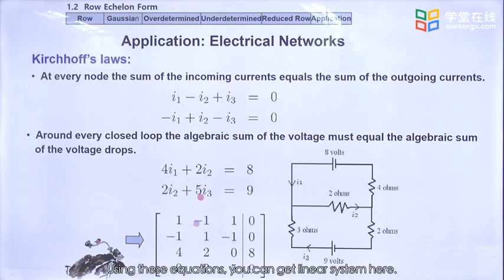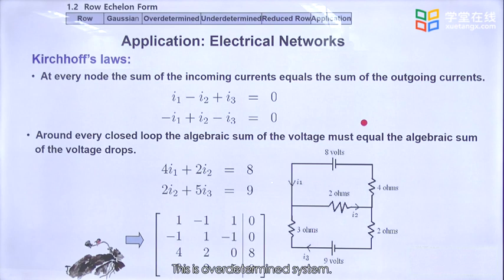So using these equations, you can get a linear system here. You write the augmented form. Okay, and this is an overdetermined system. However, this overdetermined system is consistent. You can have the solution.